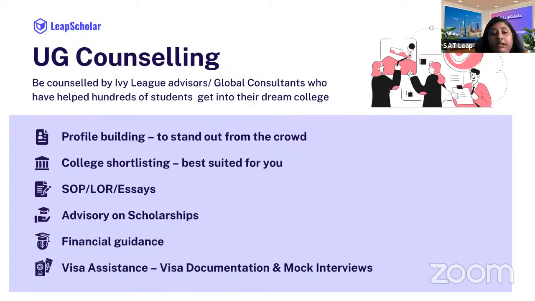Apart from that, another very important factor is college shortlisting. You may want to go for computer science or any other stream, but it is very difficult all over the world to know which college or university is better, where you are supposed to go, or what other factors are associated with that. So it is very important to find out which college is best suited for you, right?